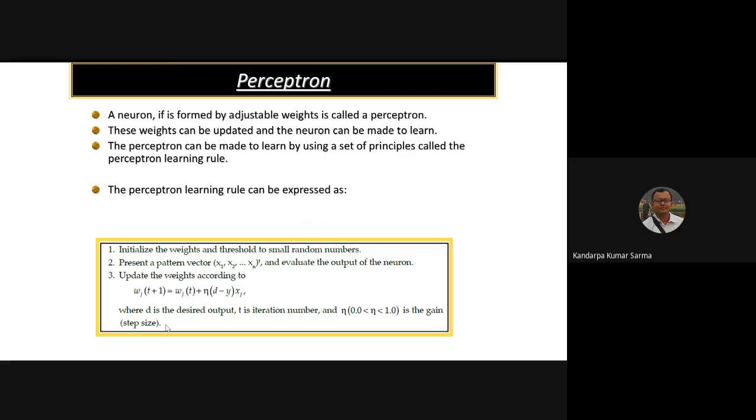So here is how the perceptron learning rule is formulated, or how it is structured. These are the steps we have talked about in detail in the previous classes, so we will not spend much time there, just for referencing and building up.